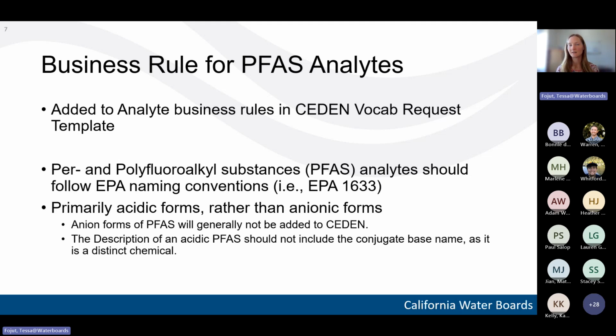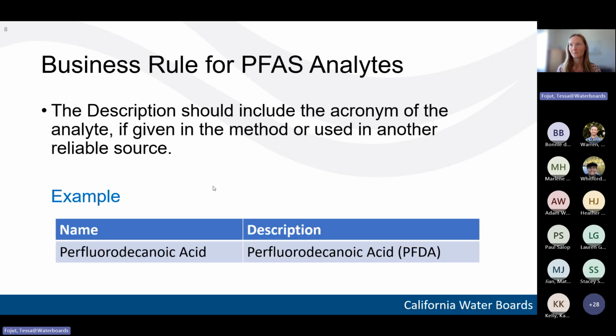So we just recently made a switch of a lot of the vocabulary for PFAS in CEDEN to be those acidic forms. And then we also added a business rule to describe that if you're adding a new one, it should probably be the acidic form or whatever name is in an EPA or more standardized method. And then we want to make sure every description includes the standard acronym that's used in those methods. So this is just an example of one.